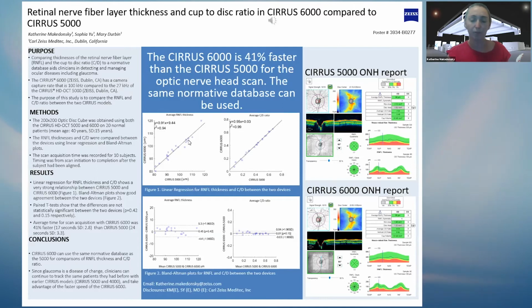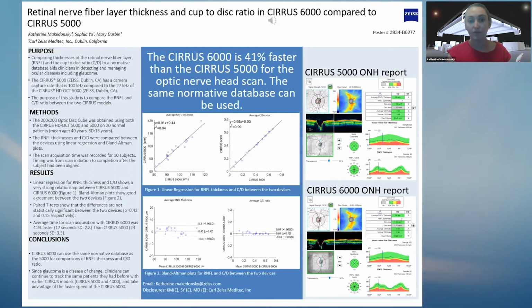And so the dots are shown very close to this line here, as well as on the Bland-Altman plot here. As a result, with such close correlation, we're able to conclude that the two devices are very similar to each other in terms of the results that they give. And any differences that are seen are statistically insignificant. The average time for scanning was much faster on the 6000 compared to the 5000 by about 41%.